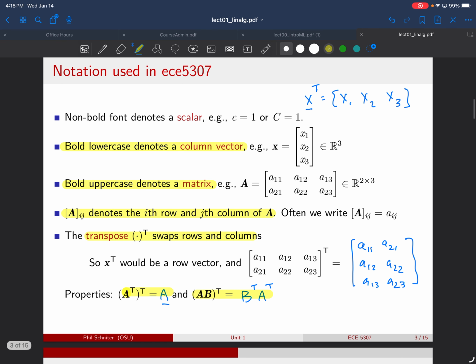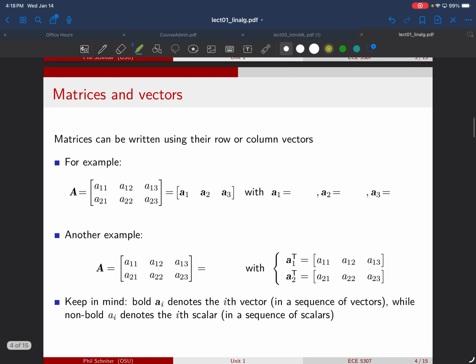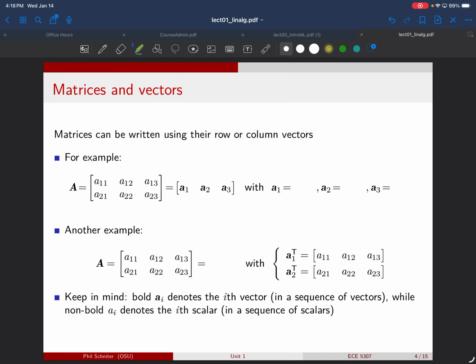Okay, any questions on notation? Great, so moving on to matrices and vectors.